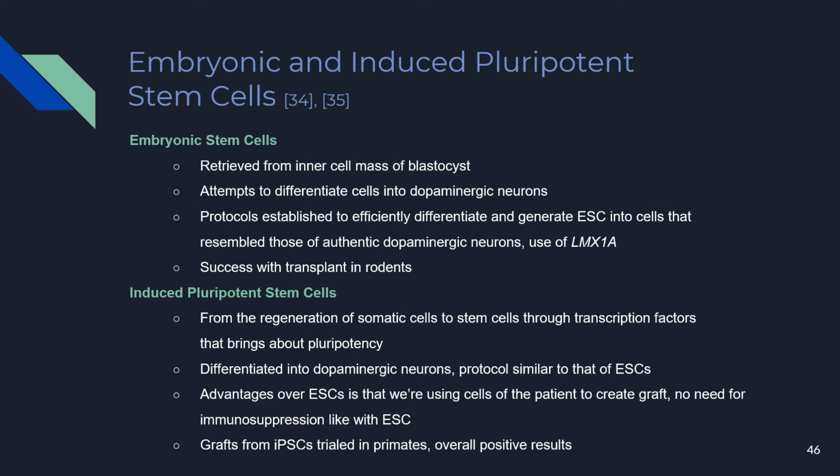The other type of cell that are considered a potential future treatment are induced pluripotent stem cells. In order to obtain these cells, somatic cells are regenerated into stem cells through the use of several transcription factors that bring about pluripotency. Once this is achieved, they are differentiated into dopaminergic neurons, using a similar method to that of embryonic stem cell differentiation. An advantage to using induced pluripotent stem cells is that since we are using cells that originate from the patient to create those that will be grafted, there is no need for immunosuppression, which would be required if using embryonic stem cells. The induced pluripotent stem cell grafts have been trialed in primates recently, and there has been overall positive results.